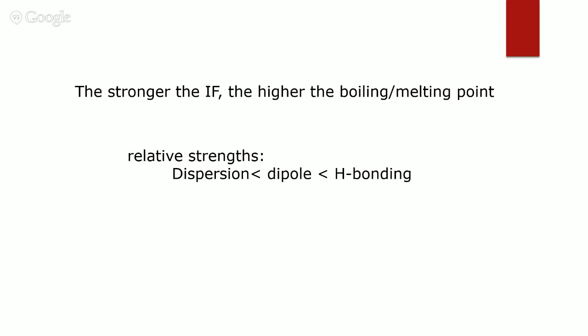If your class talks about ionic solids, then those would be next in line. They'd be the highest of the 4 in your case. But I only talk about these 3. So we won't worry about ionics.